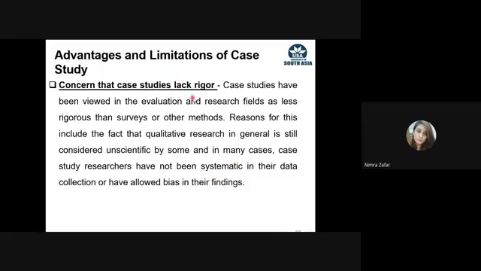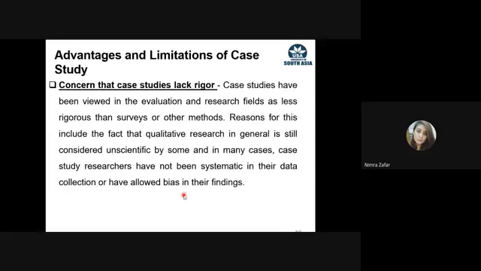Concern that case studies lack rigor. Case studies have been viewed in the evaluation and research field as less rigorous than surveys or other methods. Reasons for this include the fact that qualitative research in general is still considered unscientific by some, and in many cases, case study researchers have not been systematic in their data collection or have allowed bias in their findings.